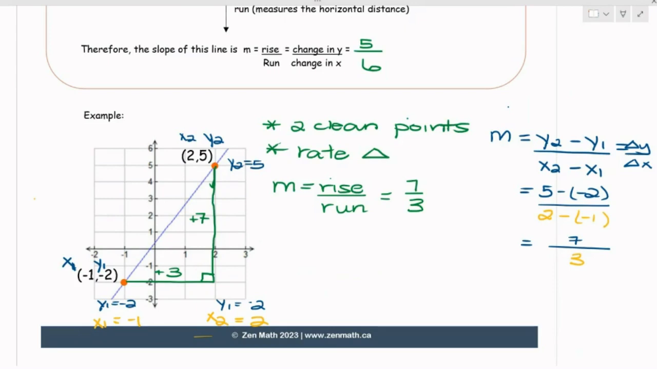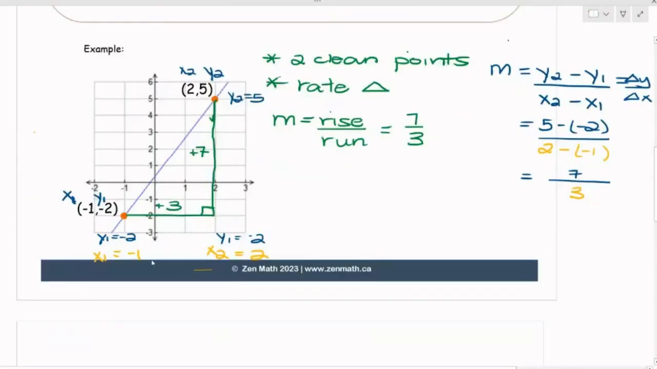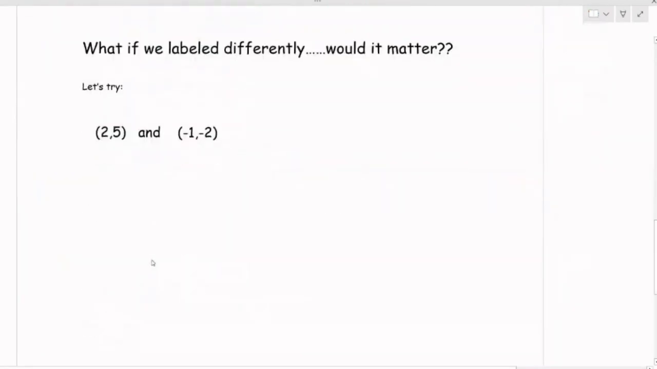Now, what you might be asking me is, does it matter if I call this x1 and y1 and this x2 and y2, or could I switch them around? That is an amazing question. So what I'm going to show you on the next page is actually doing that. What if we labeled them differently? So originally 2 and 5 were our x2 and our y2. I'm going to now call this x1, y1. Here, I'm going to call this x2, y2.